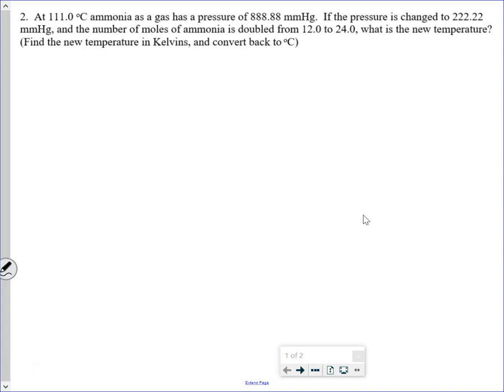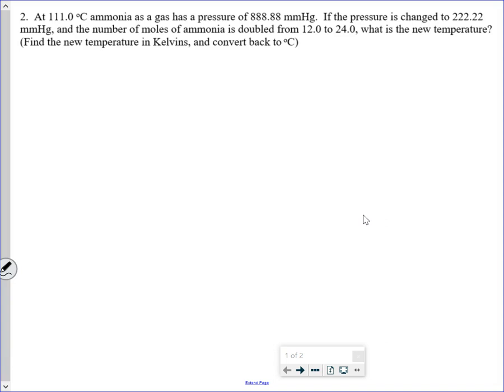One of our rules says that when we set up these problems, we want to set them up with the variable that we only have one number for. So if we look back at these numbers, we only have one number for temperature, and they're asking us to find a new temperature. So we're going to start with our temp. However, we can't use the Celsius temperature. We have to switch that to Kelvin. So let's switch that first.